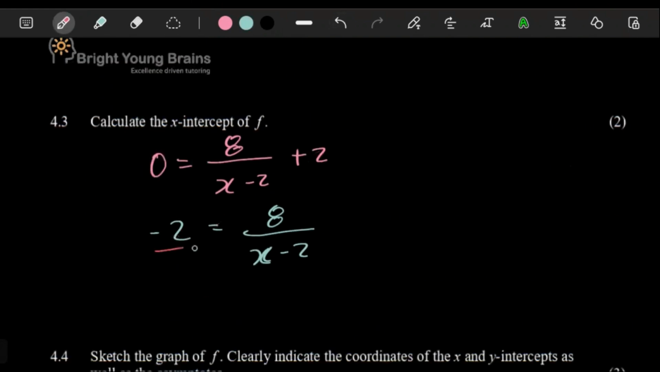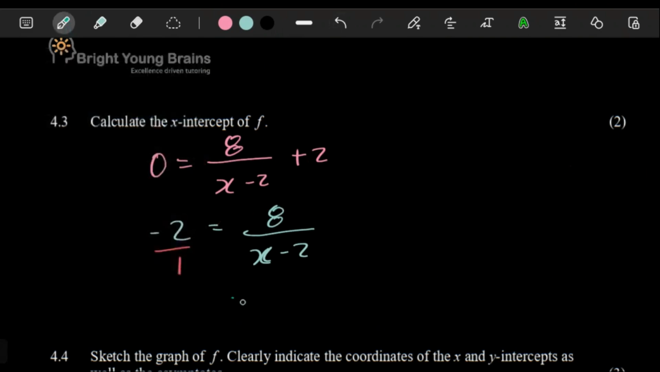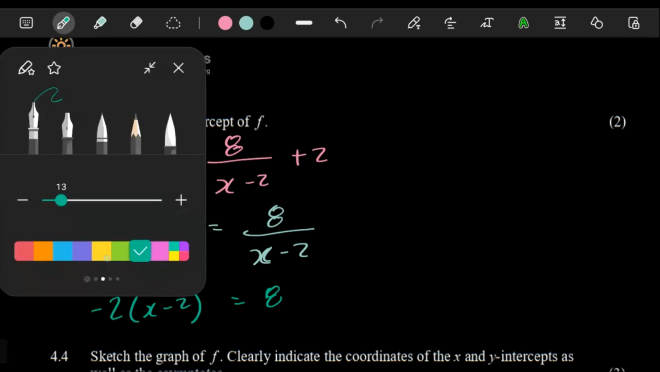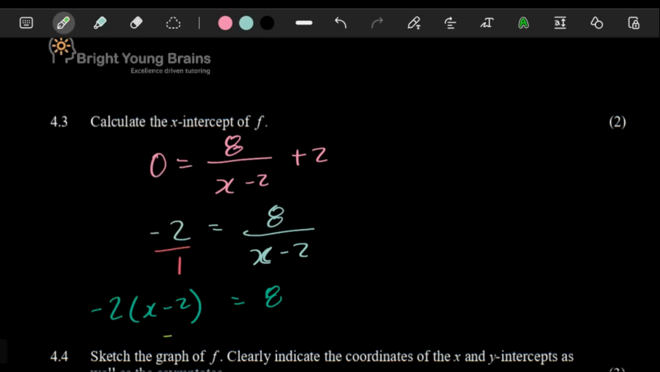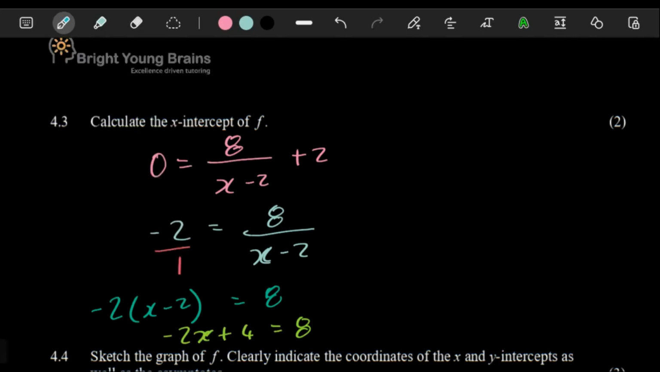Fine. Now remember, here you have to cross multiply. Cross multiplying, you have 1 times 8, which is 8. This times negative 2 is what you have, right? And then let's multiply inside. Negative 2 times x is negative 2x. Negative 2 times negative 2 is going to give us a 4. Now we can just solve for x. The 4 can go over. It's going to be negative 2x is equal to 8 minus 4, which is 4.